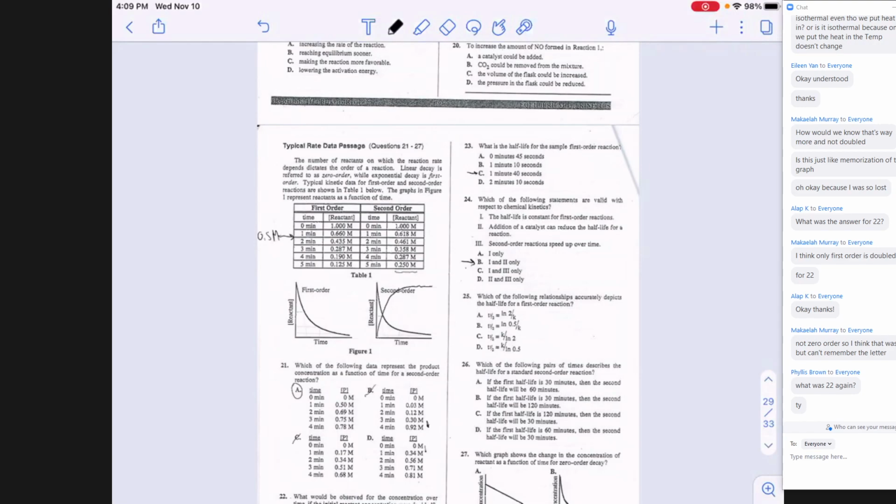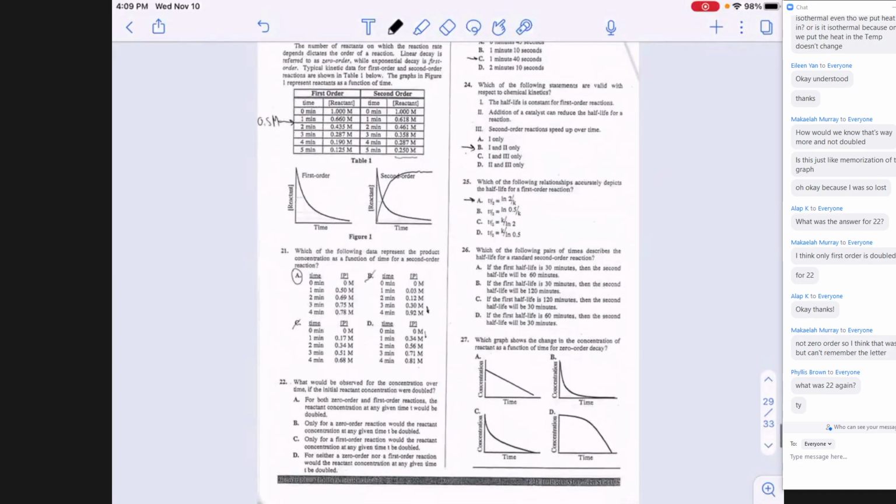Which of the following relations accurately depicts the half-life for a first order reaction? ln of 2 over k. I gave that to you. 25 is A. 26, and you can also calculate it, right?